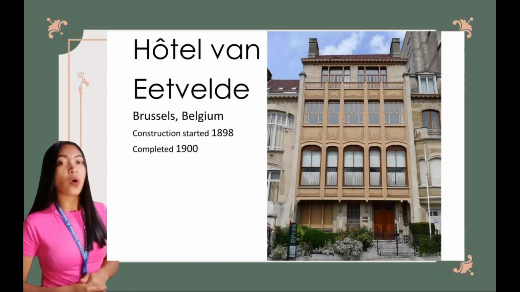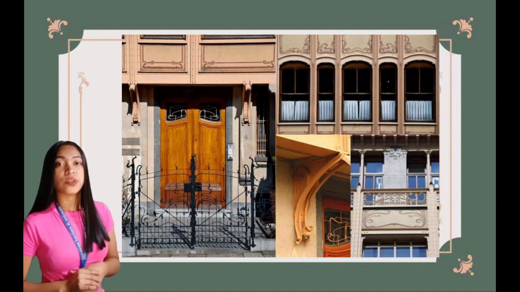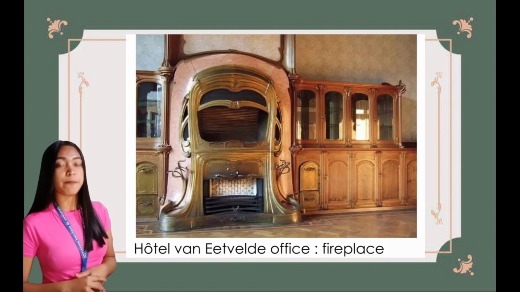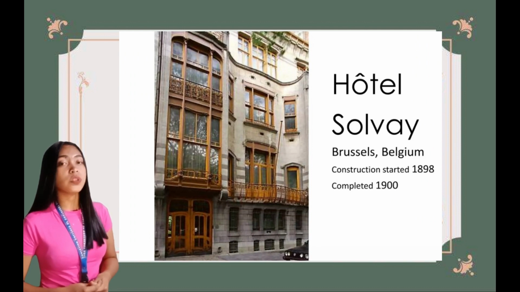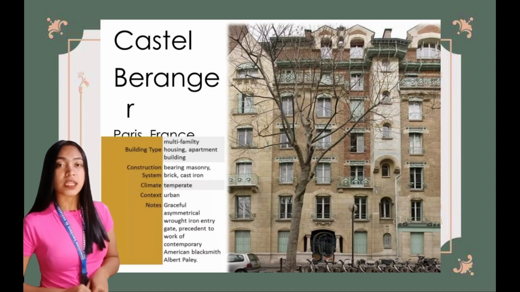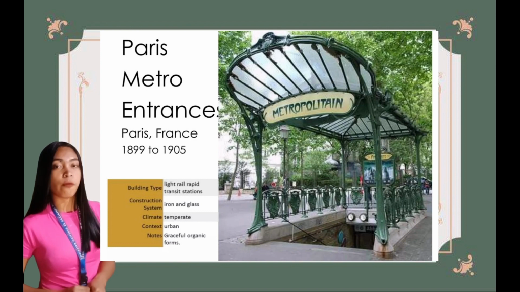Another creation of Victor Horta, called Hotel van Eetvelde, was started in the year 1895 and constructed into the 1900s. As we go deeper in this hotel, we can see in the fireplace area. Another architecture in Brussels, Belgium, called Hotel Solvay, was begun in 1898 and completed in the 1900s. Next to that is the Castel Béranger in Paris, France. The Paris Metro entrance is also seen in Paris, dated 1899 to 1905.